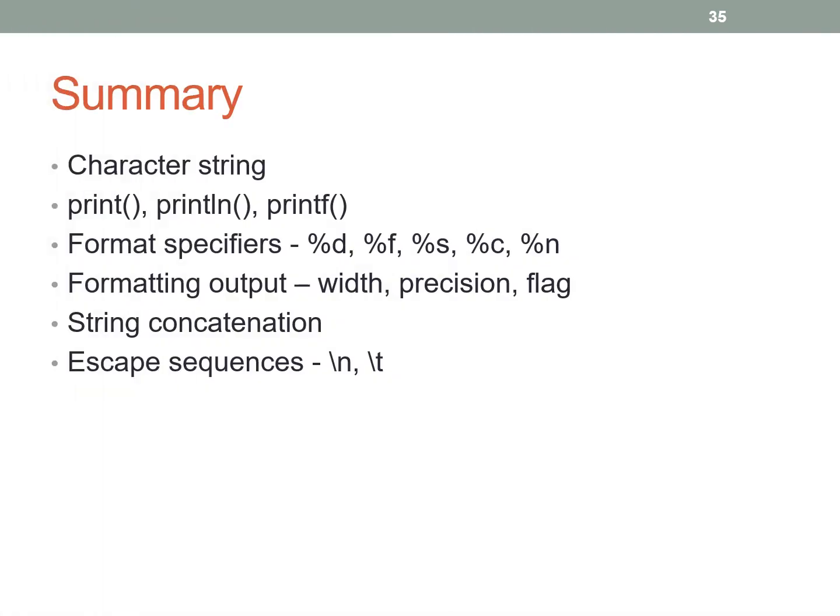To summarize, in this part we have looked at the character string where we use double quotes to refer to a string; print, println, and printf; format specifiers for printf such as %d, %f, %s, %c, and %n; and how to define the width, precision, and the use of flags. We also looked at string concatenation using the plus sign and the use of escape sequences such as \n and \t.